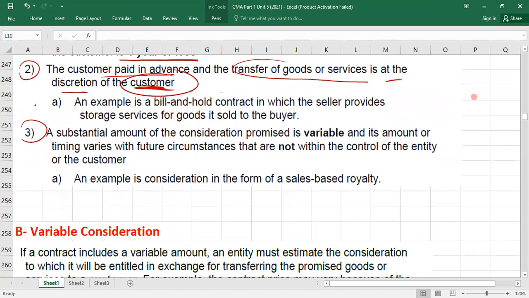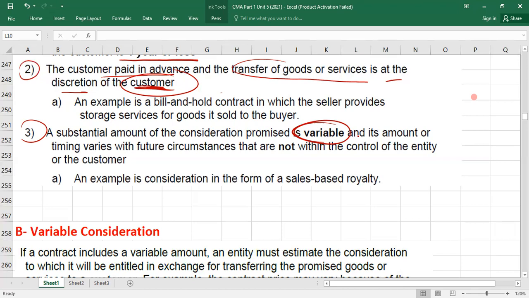You do not need to consider time value of money if the consideration is variable. This I have to explain theoretically. Otherwise, I will record one video on variable consideration. It's not in CMA, by the way. I will record a complete video on variable consideration, with different examples and how to deal with it. But you have to remember the theoretical point.